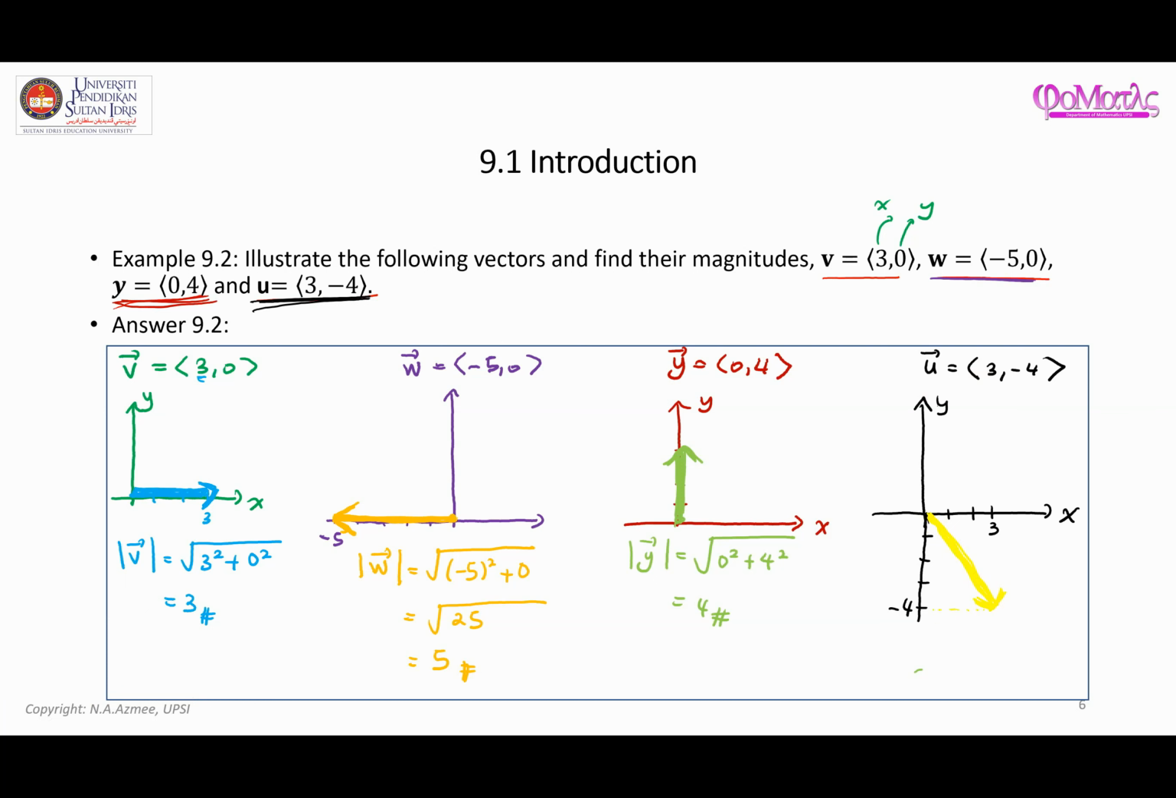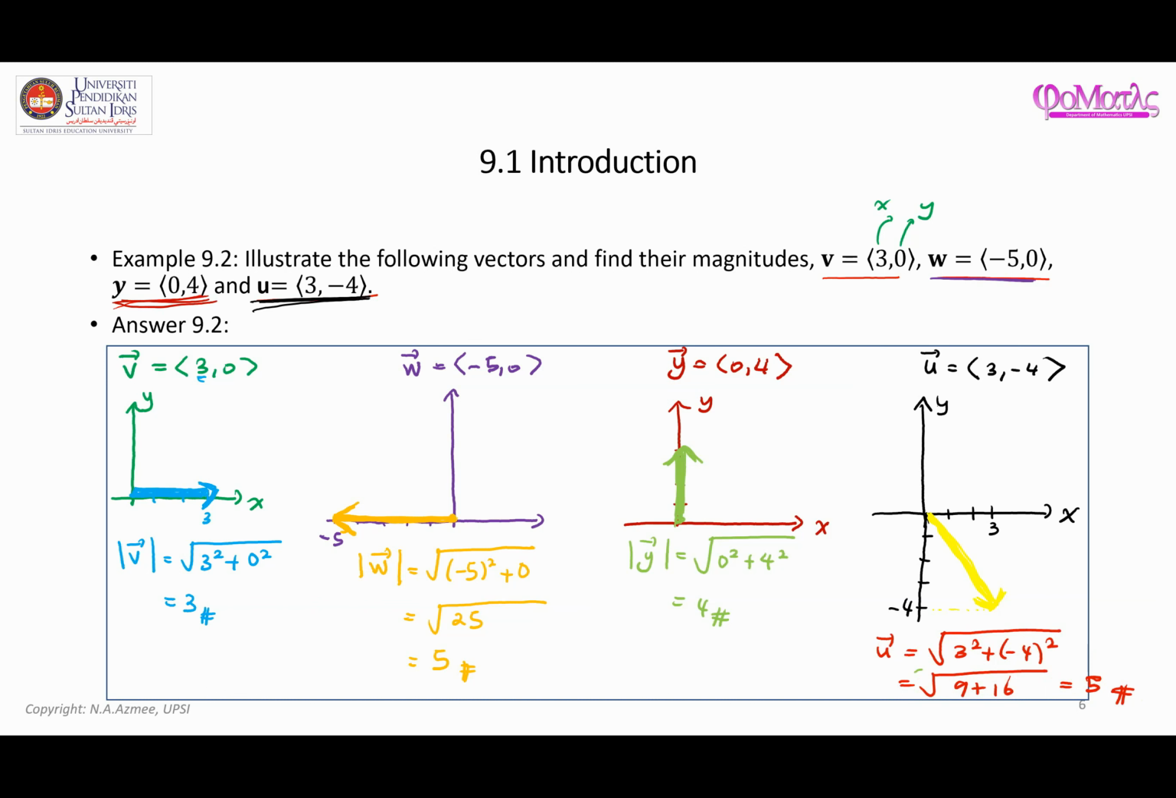Okay, so this is the vector of u. So if you want to find the magnitude, the magnitude is taking the square root of 3 squared plus -4 squared, and that is just 9 plus 16, which is just 25, and this is equal to 5 units.